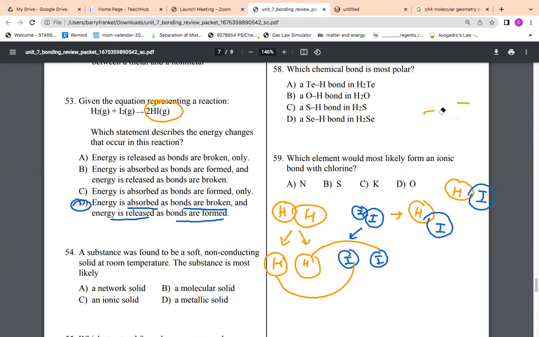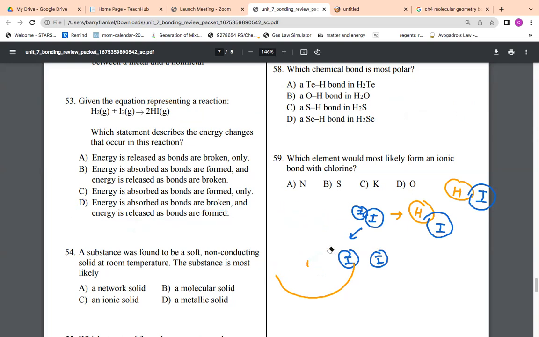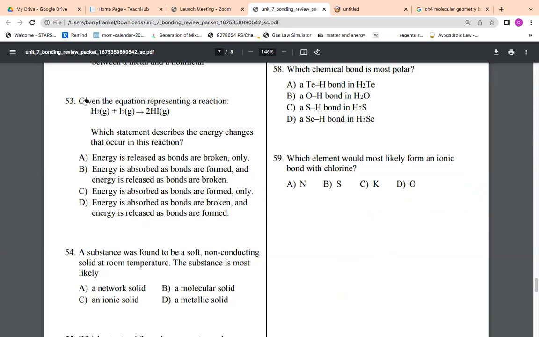All right. 54. A substance was found to be a soft, non-conducting solid at room temperature. The substance is most likely what? Again, this is just knowing the properties of ionic versus molecular. This is describing a molecular solid.